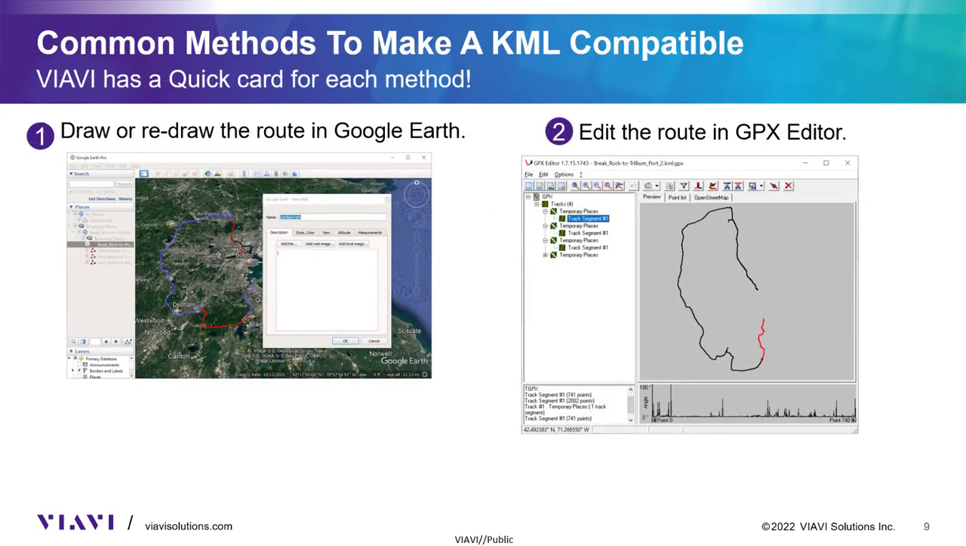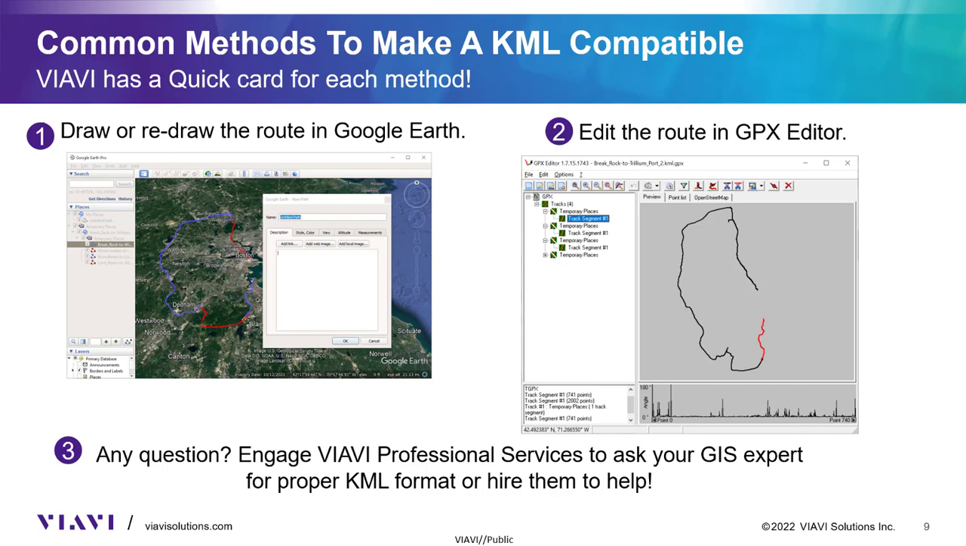If a KML is not compatible, two common methods to fix it are to load a KMZ and then draw the route in Google Earth. The second way is to pull a KML out of a KMZ or have a KML and edit in a free GPX editor. VIAVI has a quick card for each method. GIS users may also have other techniques as well.